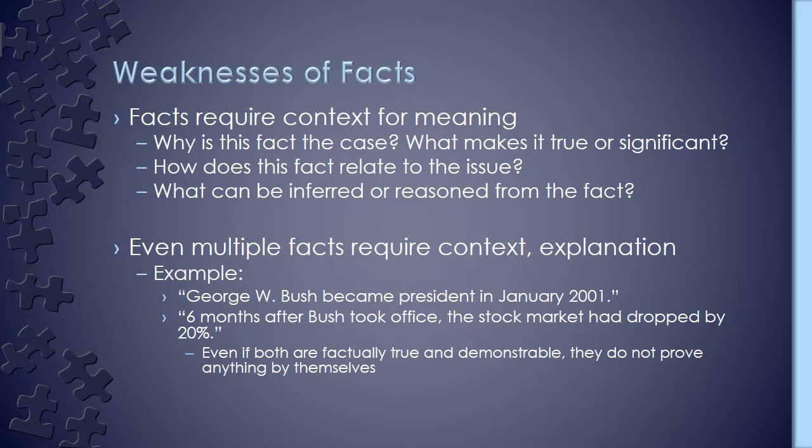For example, using one of the logical fallacies that we talked about in a previous exercise, these are two facts. Let's just assume that details might be a little bit off, but assuming that these are facts, one, George W. Bush became president in January 2001. The second fact, 6 months after Bush took office, the stock market had dropped by 20%. Even if both those statements are factually true and demonstrable, they don't prove anything. We can't make a connection between those two without some other facts and some other explanation. So you need to explain what's the importance of the fact.